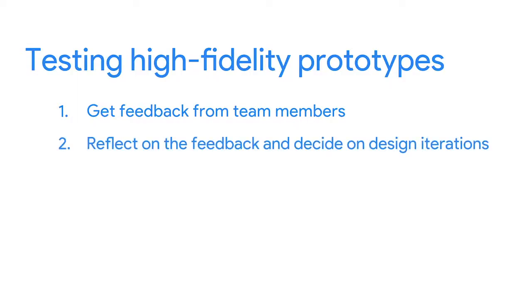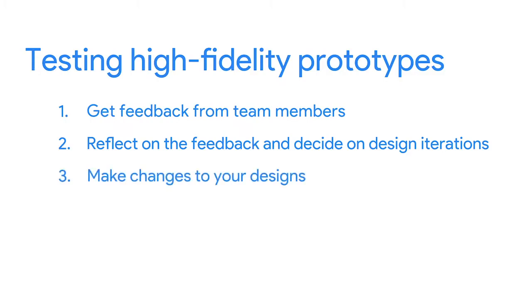Second, reflect on the feedback and decide on design iterations. Don't feel like you have to take into account every single piece of feedback that you receive. Remember, when reviewing feedback and data, you're looking for themes or patterns and coming up with insights. Third, make changes to your designs.